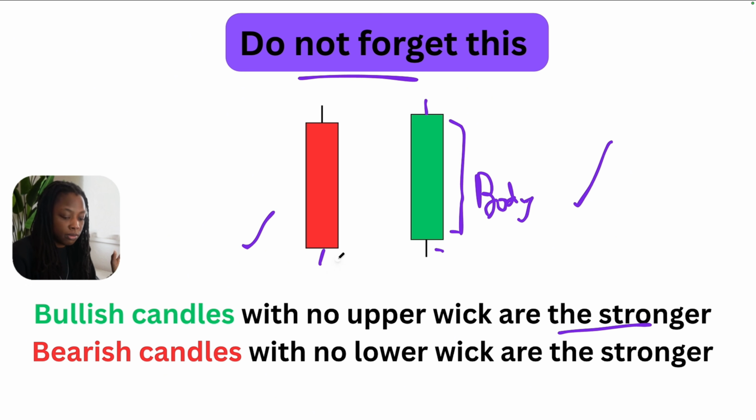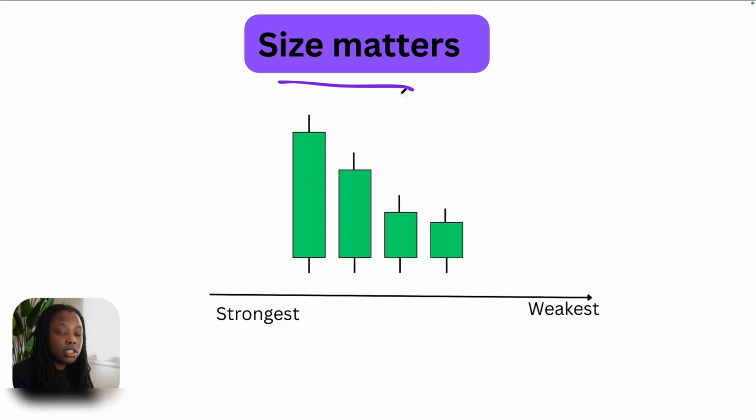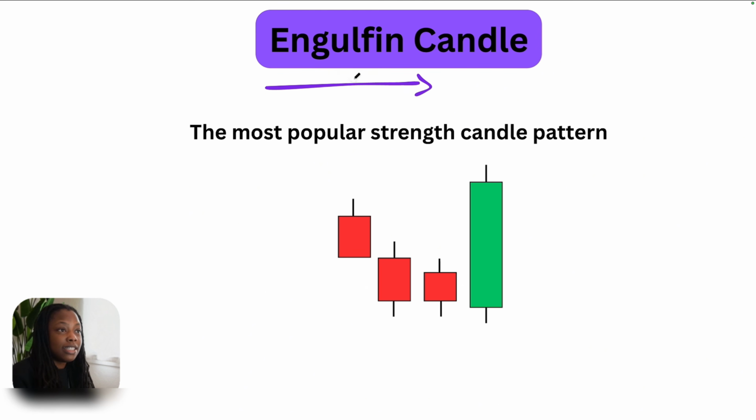Now, another thing you need to remember for strength candles is that size matters. The strongest candles are the ones with the bigger bodies. They have larger bodies. So on my screen here, I've ranked them from strongest to weakest based on their size. One thing I want to mention is the engulfing candle, that a lot of people, I fell victim to this at the beginning of my journey. Oh God. I blame myself.